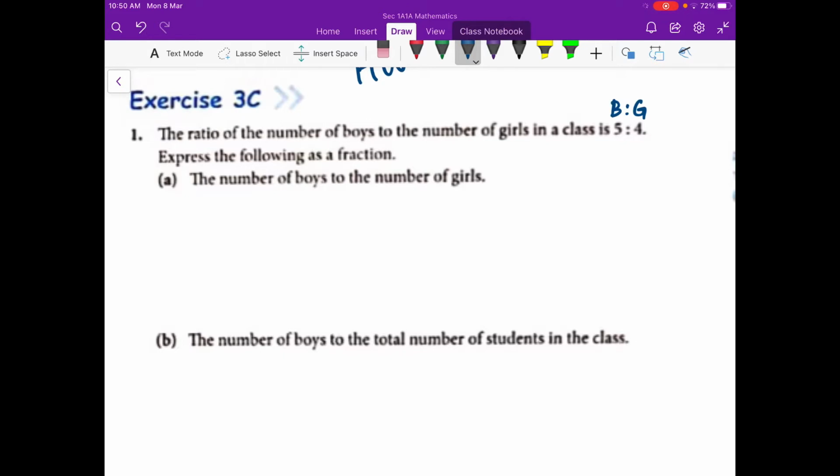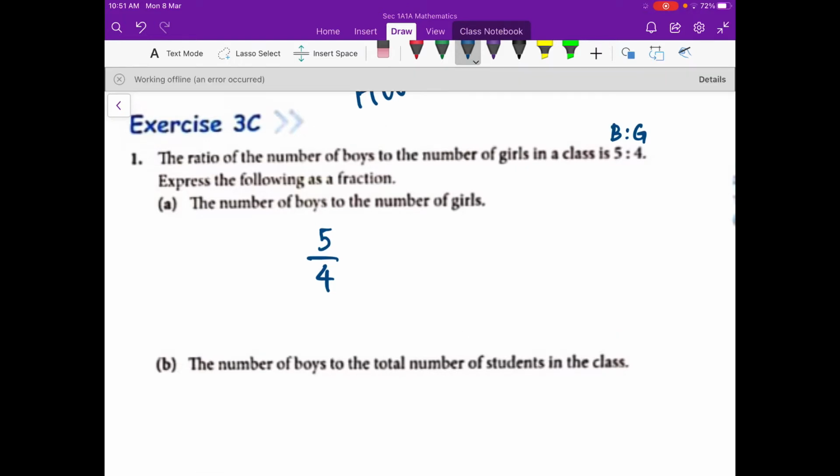Okay, so on top of the 5 will be boys. On top of the 4 will be the girls. Expressed as a fraction, boys to the number of girls. So boys on top, girls below, 5 over 4. That's it. That's all that there is.